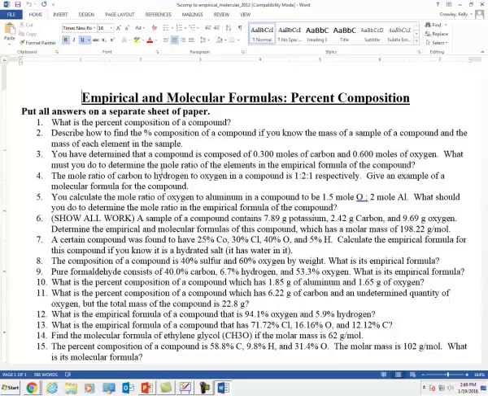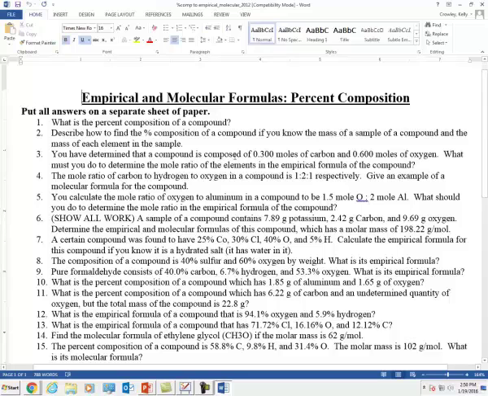I know this looks like a lot, but once you get started you're going to realize that most of these questions are really simple and quite easy to solve. So question number 1, that's easy, it's definition. Question number 2, describe how to find the percent composition. Again, that's pretty easy. Question number 3.